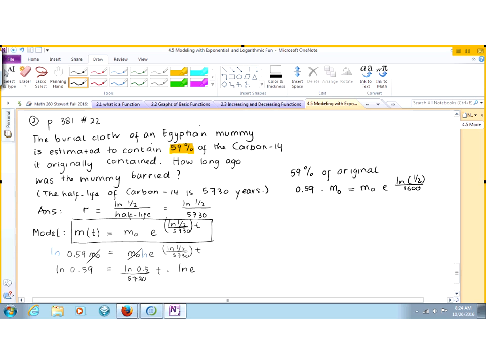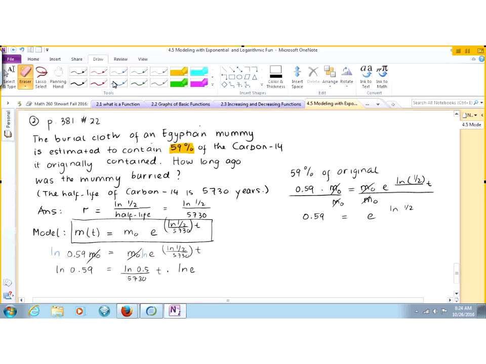Let me write it then, because it's clearer, I guess. What I did was divide both sides by M naught. So I just cross it out. You see? Is that what you're asking me? Yeah. Okay. Maybe I should write it this way, right? So it's 0.59 is equal to e to the ln half.